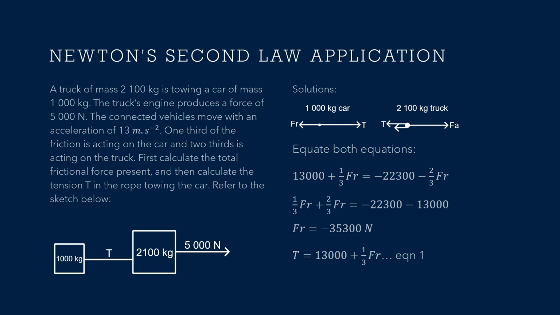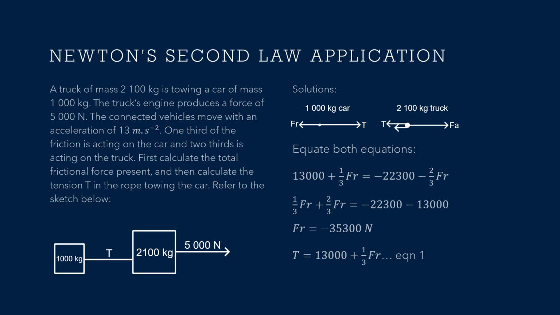I know that for equation 1, T equals 13,000 plus 1/3 of friction. Here, you don't necessarily have to choose equation 1. Whether you choose equation 1 for the car or equation 2 for the truck, the tensional force that you will get will still be the same. I've just chosen equation 1 because that's what I wanted to do. But even if you choose equation 2, you should get the very same answer.